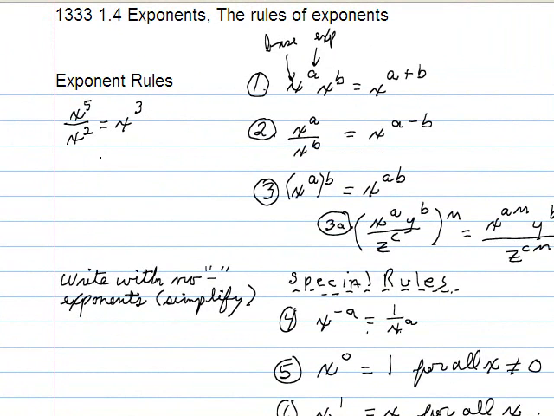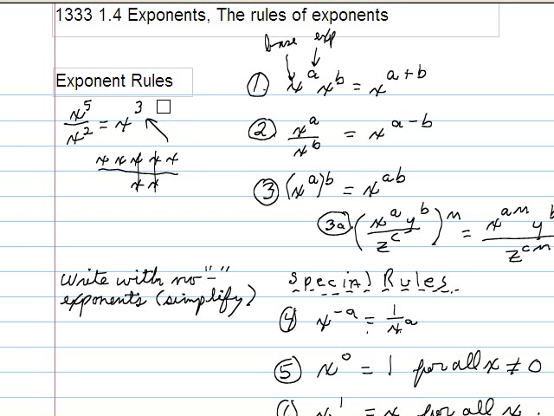Does it really work? Well, let's think about it. X to the 5th means x times x times x times x times x, 5 times, and x squared means just 2 x's. So if we cancel, what's left? 1, 2, 3 x's multiplied together. That's what x cubed means, so that rule also worked. And again, you could see that you could figure out that rule if you needed it.